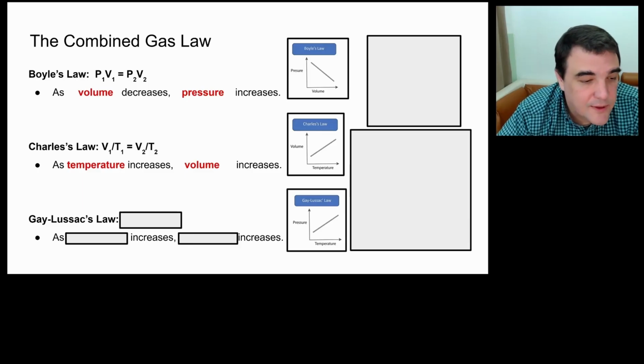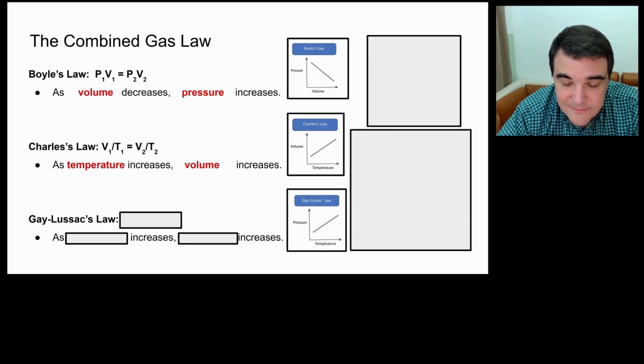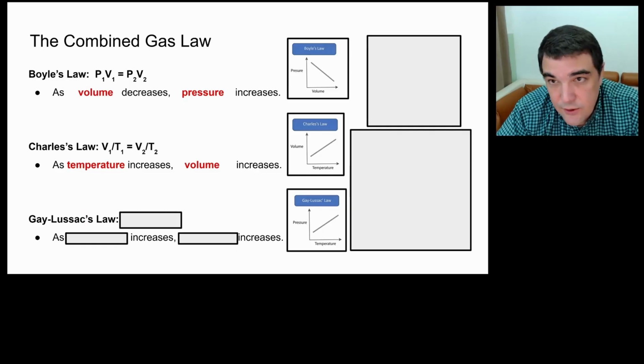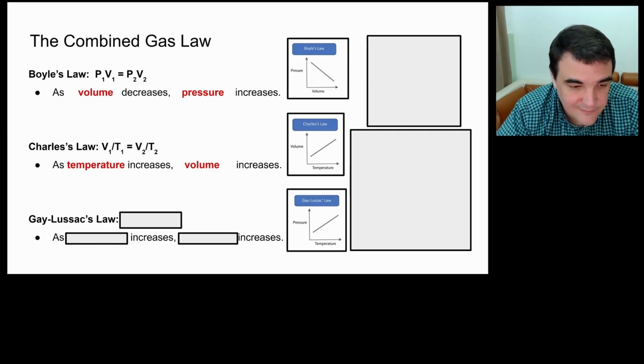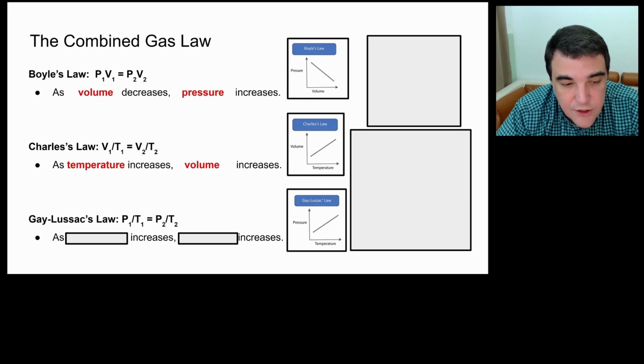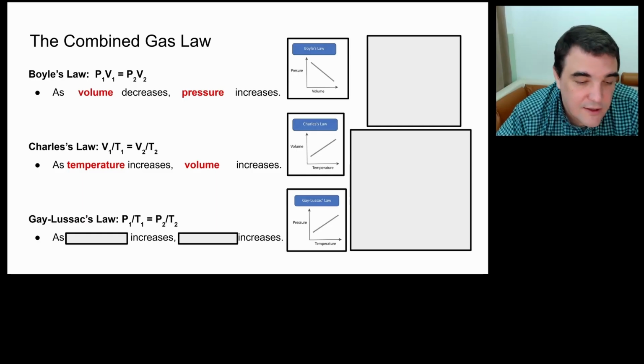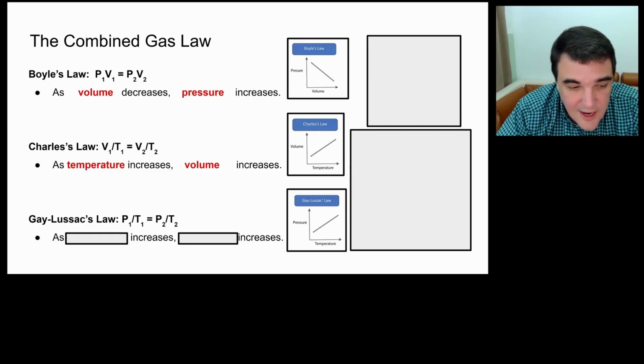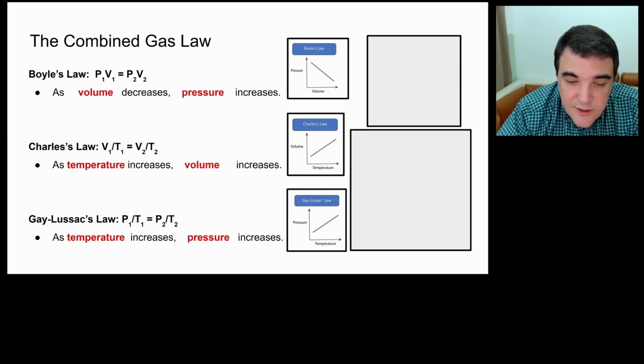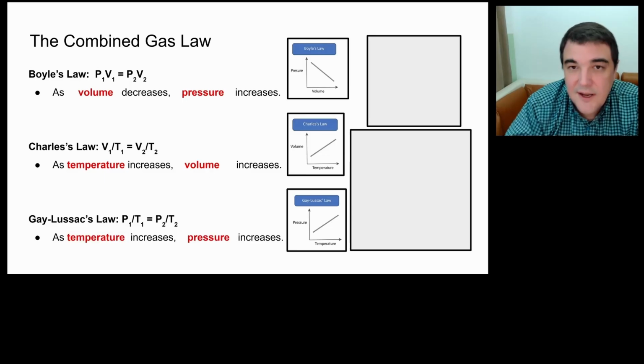We'll do this one more time with Gay-Lussac's law. Think about what the formula might be after looking at the graph. 3, 2, 1. So initial pressure over initial temperature is equal to final pressure over final temperature. And please take a second to try to fill in the blanks. 3, 2, 1. As temperature increases, pressure increases, which you can see there in the graph.